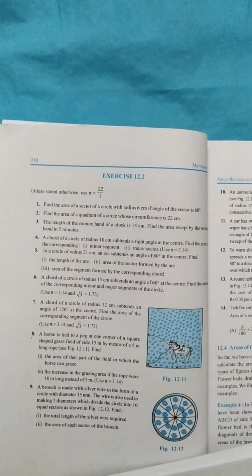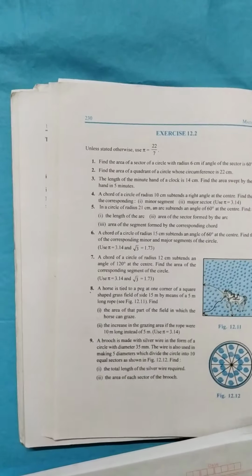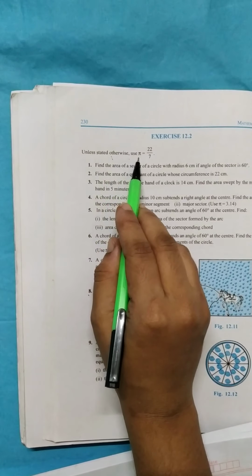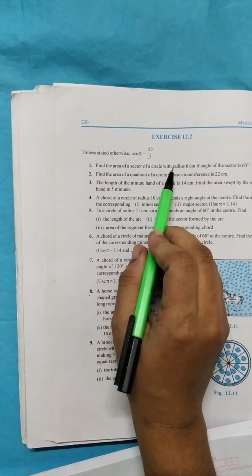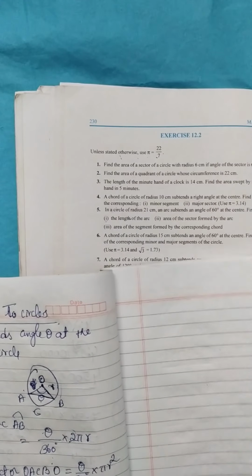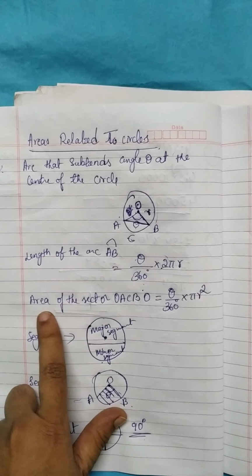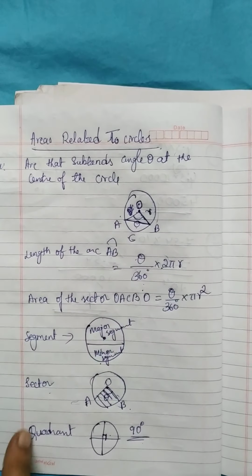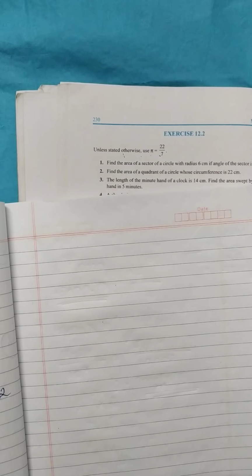So the exercise says, unless stated otherwise, use pi is equal to 22/7. Find the area of a sector of a circle with the radius 6 cm if the angle of the sector is 60 degree. They have asked to find out the area of a sector of a circle. Already I gave the formula. So use that formula to solve the problems now.